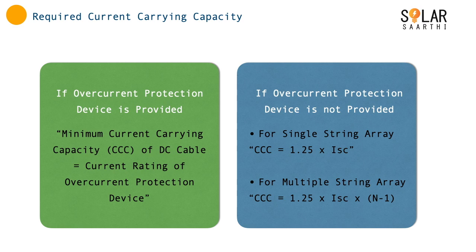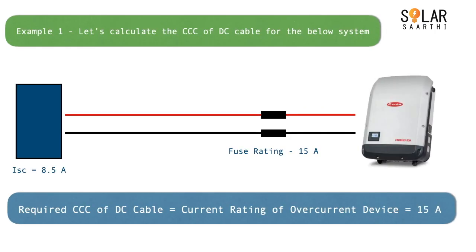Now let's have an example for this. Let's calculate the current carrying capacity of a DC cable where the short circuit current of the module is 8.5 amperes. We have an overcurrent protection device here. The fuse rating there is 15 ampere. It is a single string configuration.